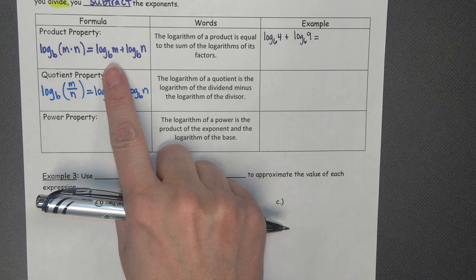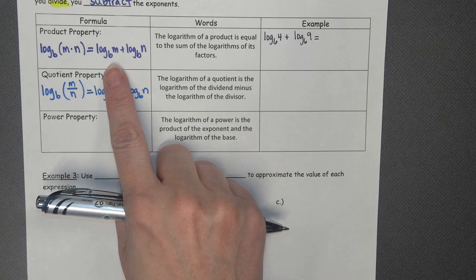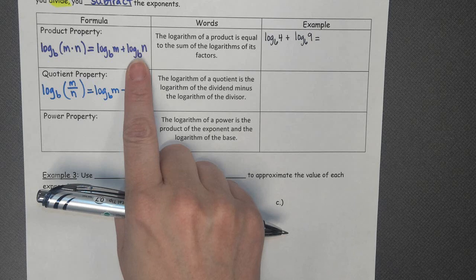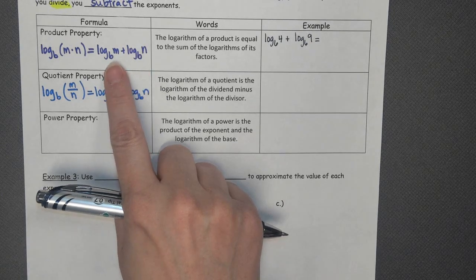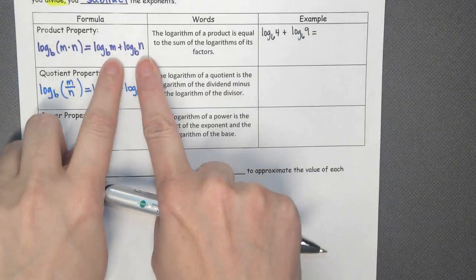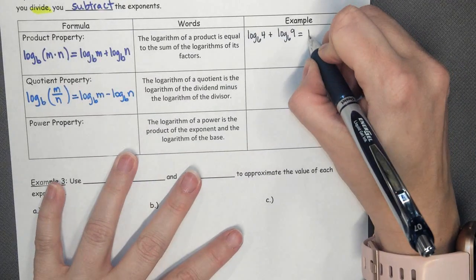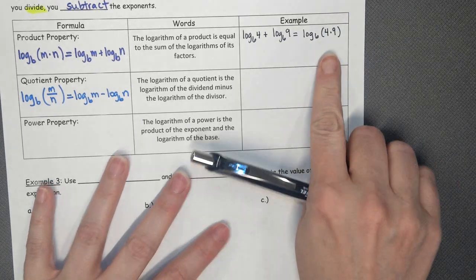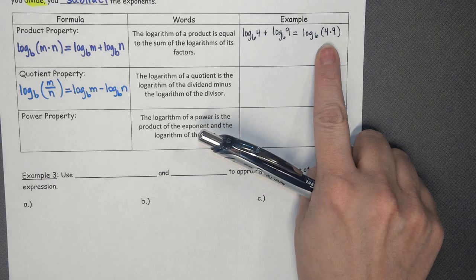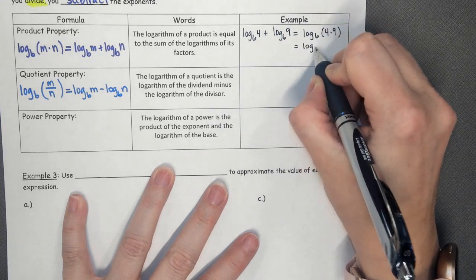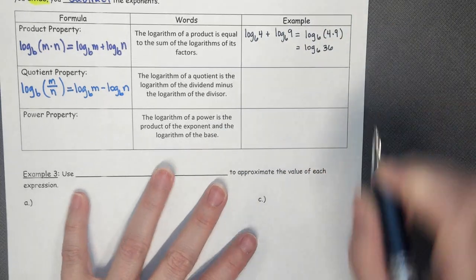Okay, and then when you have the log base b of m plus the log base b of n, you can go in either direction. The m and the n can be multiplied together. So this would be the log base 6 of 4 times 9. This is a situation where it would be helpful because what's 4 times 9? 36. Now, doesn't this look like a problem that you guys did yesterday?